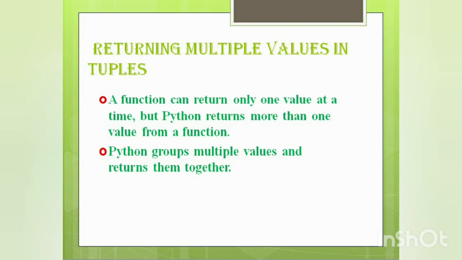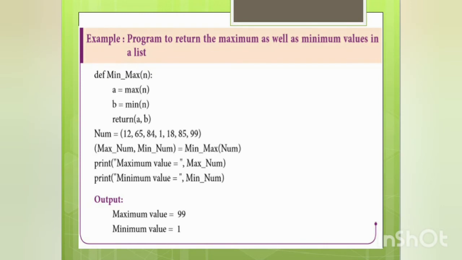Okay, your next topic is returning multiple values in tuples. A function can return only one value at a time, right? By using a function you can return only one value, but Python can return more than one value from a function. Python groups multiple values and returns them together. By using this, you can return more than one value from the function to the calling function. Now we'll see one example program to return the maximum as well as the minimum value in a list.